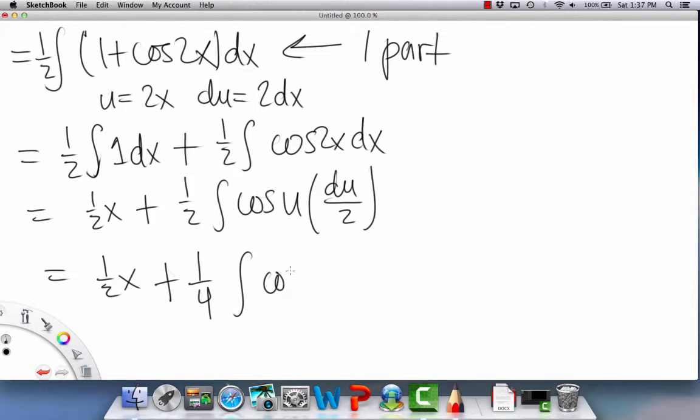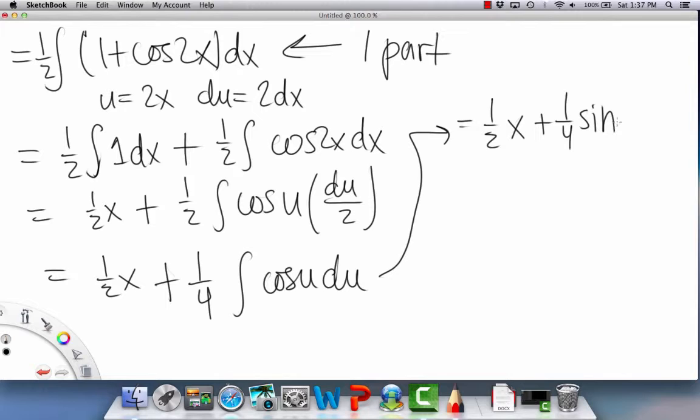So we have a 1/4, and then cosine u du, and then we just integrate like normal. So I'll go up to the top here from our room. So then we have 1/2 x, and then this will be a plus 1/4 sine of u plus c, right? And it's positive because the first derivative of sine is a positive cosine, okay?